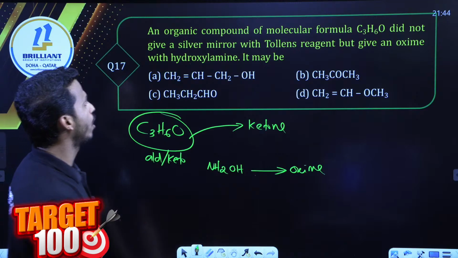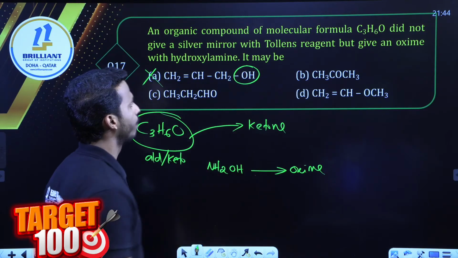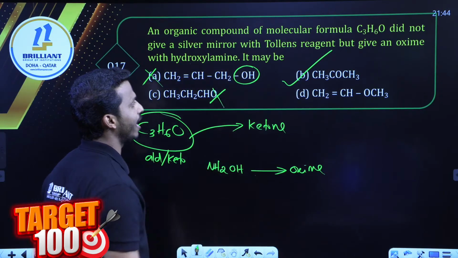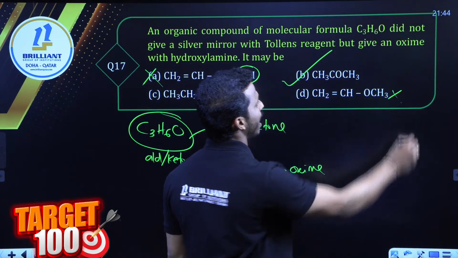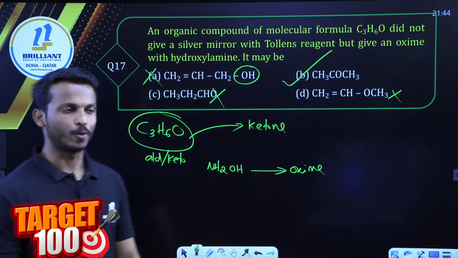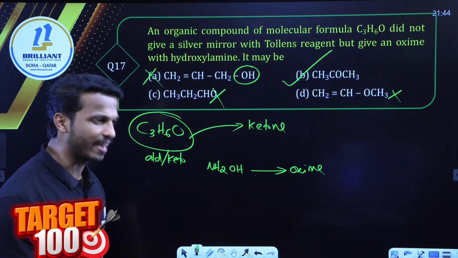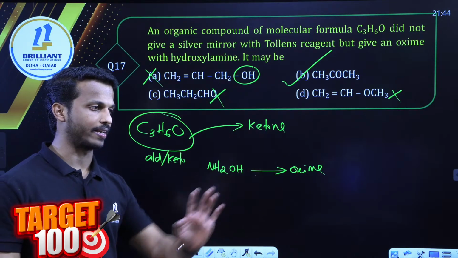Which is a ketone, dear all? Option A is an alcohol, no. Option B, yes, it is a ketone. Option C is an aldehyde. And option D is an alkene with ether, which is not possible, right? So dear all, option B is the correct answer. Yes, excellent.